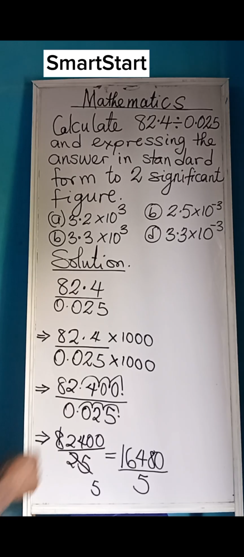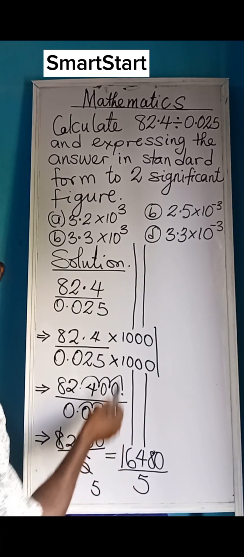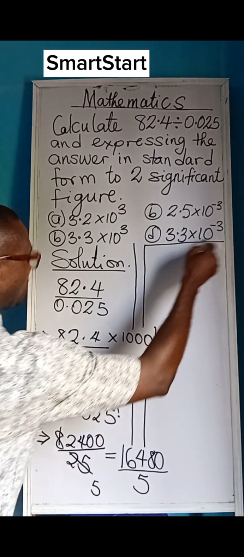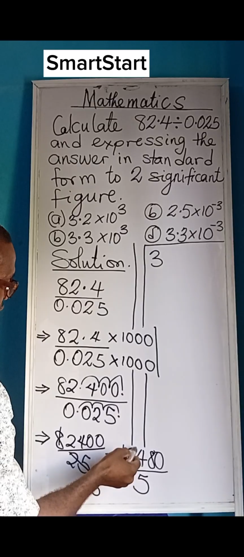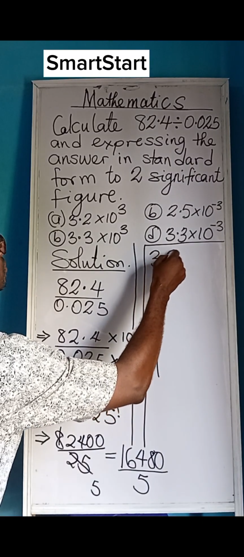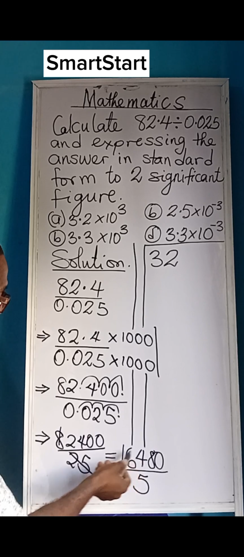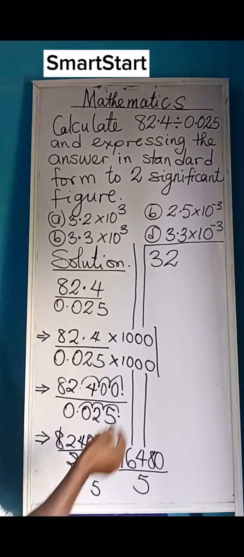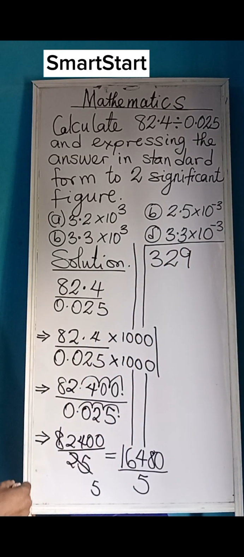And now, 5 goes in 16. 5 goes in 16 is 3. Remainder 1. Put the remainder 1 at the front of 4, making 14. 5 goes in 14 is 2. And 2 times 5 is 10. So you take away, it's remaining 4 there. 5 goes in 48. That's 45, making 9. Remainder 3, because 5 times 9 is 45.